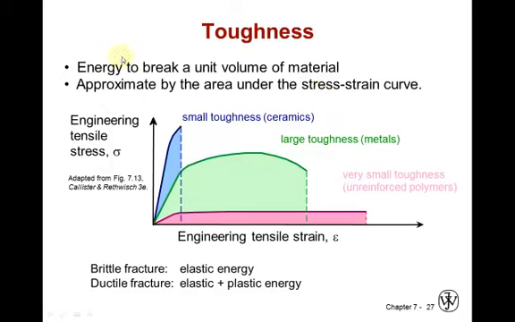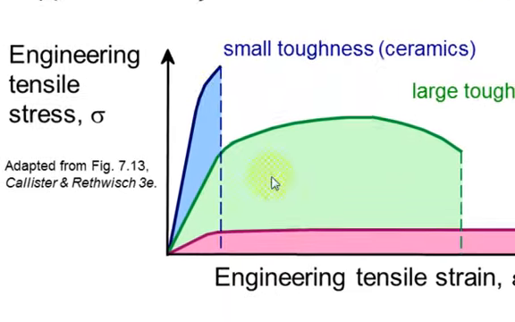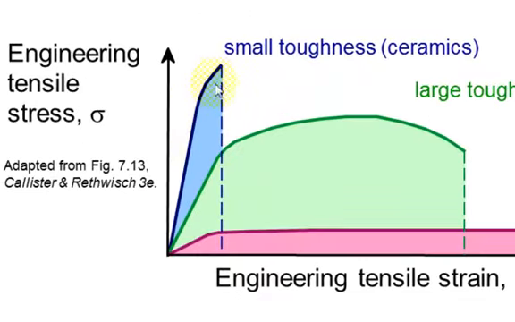Toughness is a measure of the energy to break a unit volume of material. Notice it's per unit volume, so again we're going to use stress and strain, which are normalized to the 3 dimensions of volume. So this is the area under the curve. In this case, even though this material has a higher tensile stress capability, it does not have much toughness. It can't take a lot of energy to break it.